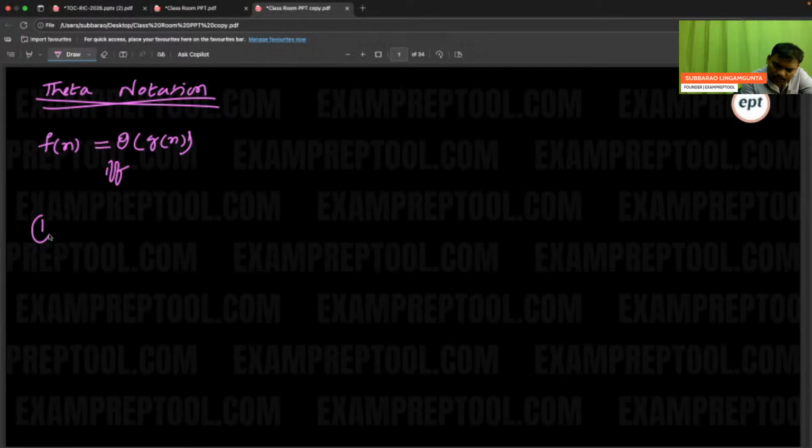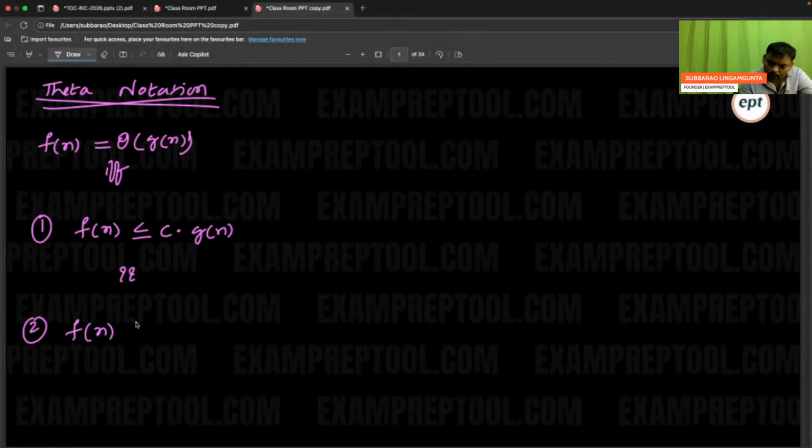First condition: f of n is less than or equal to some constant c into g of n. That means big O. And second, f of n is greater than or equal to some constant c into g of n. That means omega. Between two functions, if big O and omega are both possible, that is called theta.